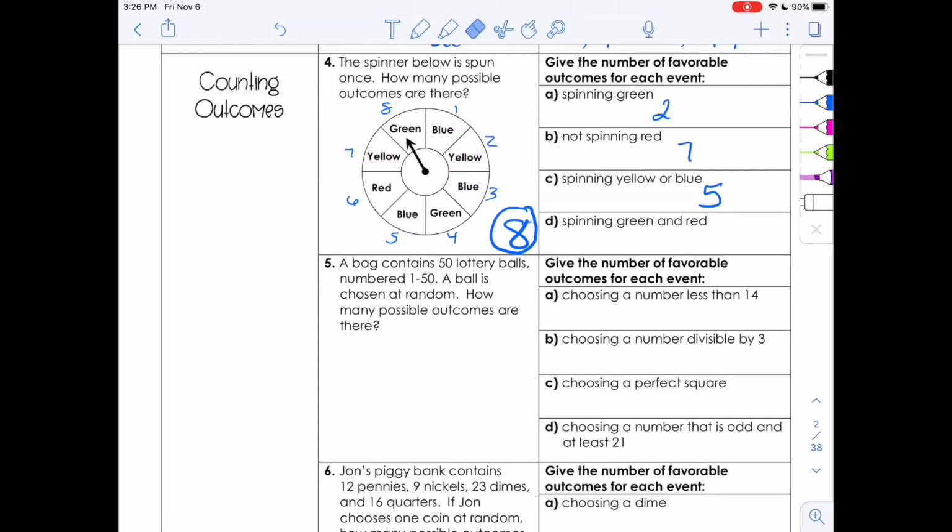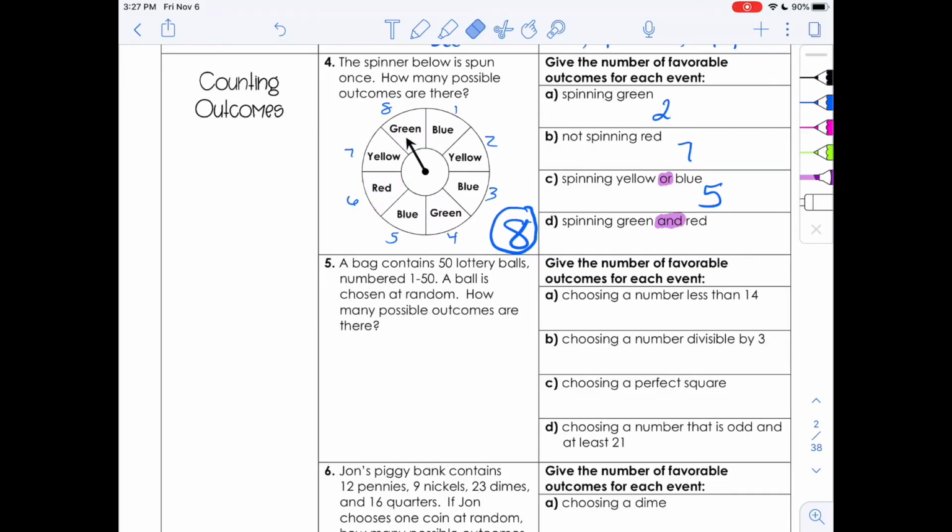And then the last one, a favorable outcome of spinning a green or red. This section here is green, and this section is green, and this section is red. So there are 3, oh, I'm sorry, I read that one wrong. It's of spinning a green and a red. So C said spinning a yellow or blue.